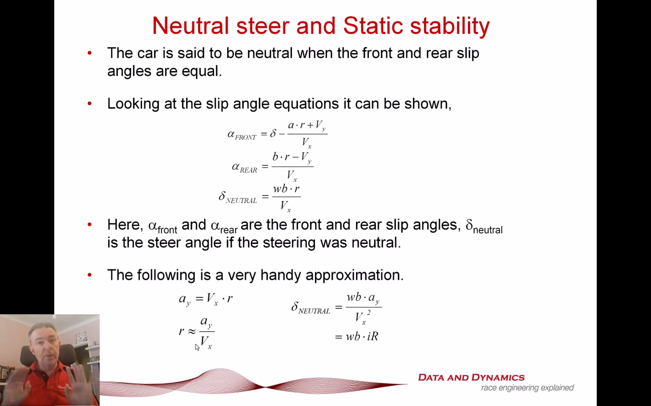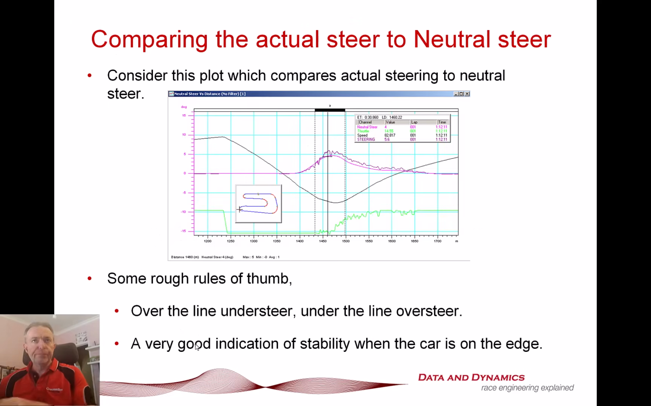It's not the complete story, but it's a good start point. Putting that together, you can now combine a neutral steer channel, which is wheelbase times AY on VX squared. And for those of you who are chassis sim literate, that's wheelbase times curvature. That is one of those math channels I kind of backed into by accident. And without a shadow of a doubt, it's one of the most useful math channels I've ever come up with.